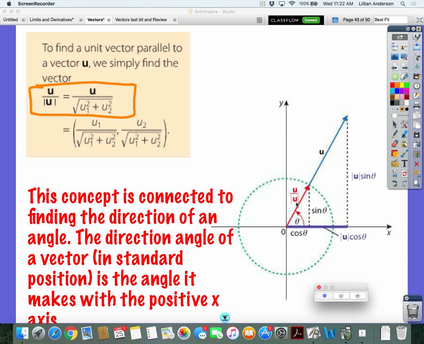Okay, the direction angle of a vector, when it's in standard position, of course, is the angle it makes with the positive x axis, okay? And so when we look at the direction angle of a vector, we are actually going to use this concept here, that the vector's length times the cosine of whatever angle gives our x value, and then our y value is the length of our vector times the sine of our angle. I see some of you guys drawing this picture.